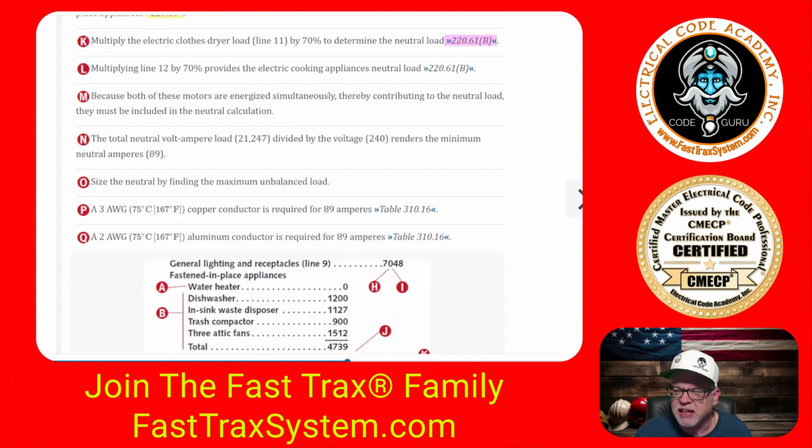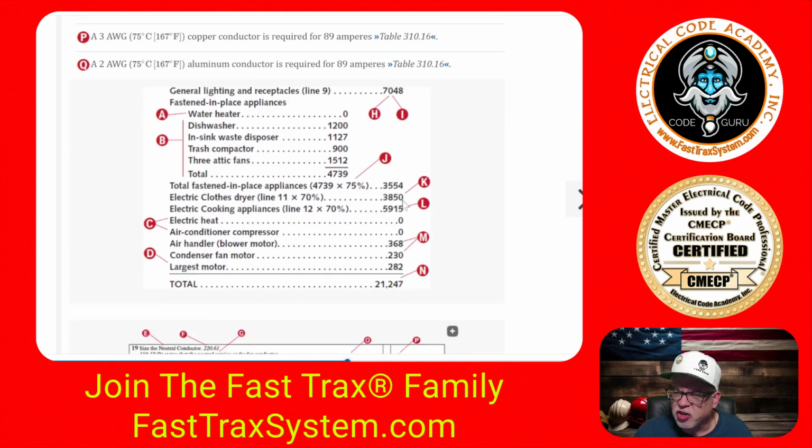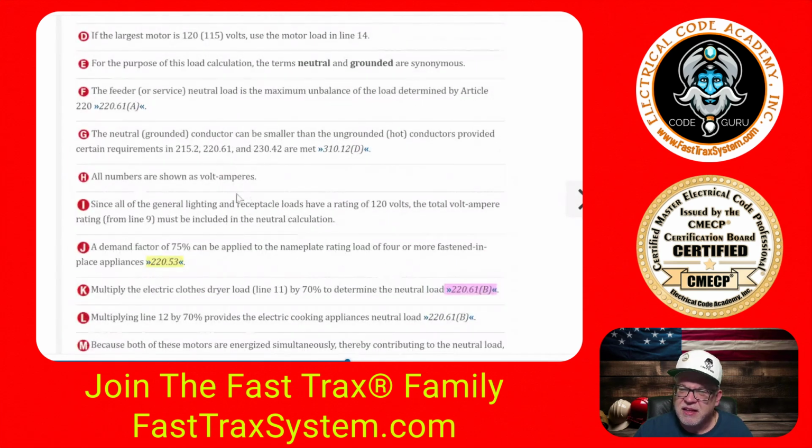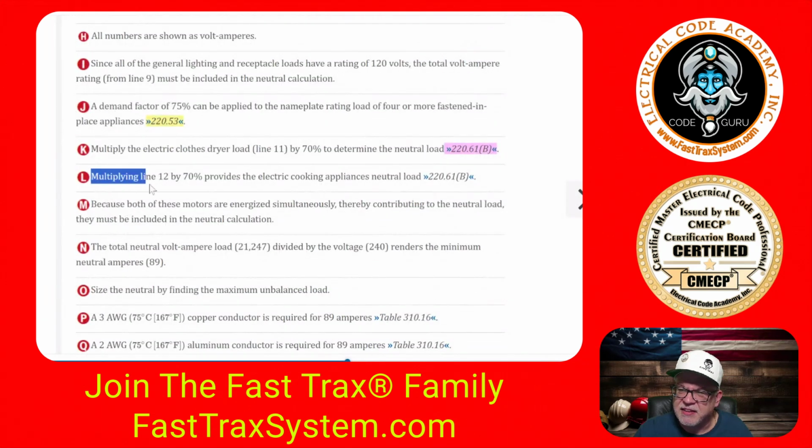And so if you go down here and look at K right here, you're going to see that the original value that was in line 11 of our original calculation when sizing the ungrounded hots, we took it at 70%, and that's where the 3,850 came from. And of course, L is exactly the same thing, using 220.61(B) again, and that is for our cooking appliances, which gives us the ability to take another additional demand factor, in this case 70%.